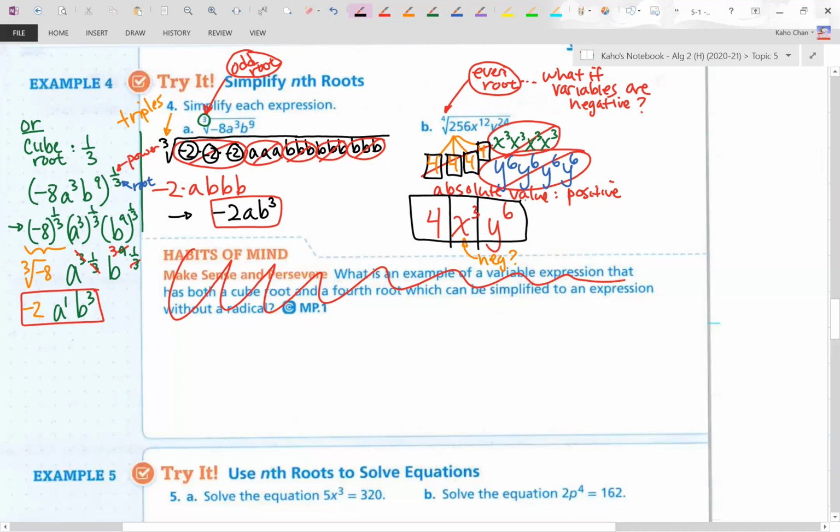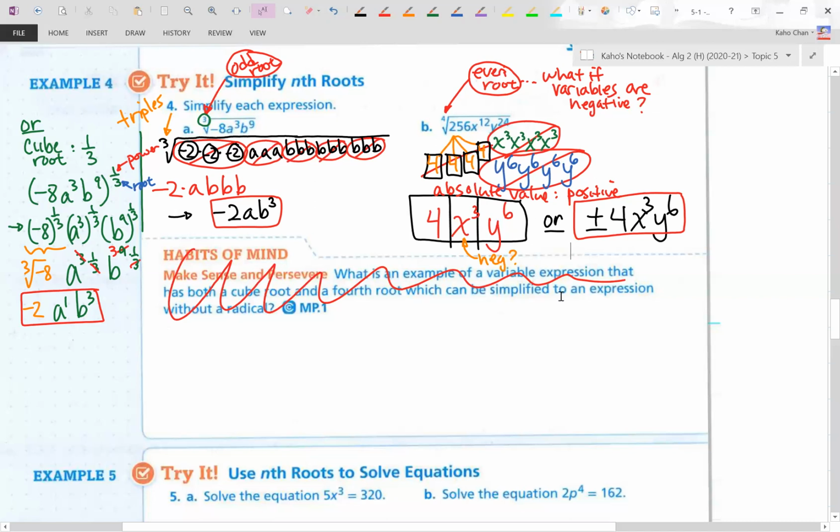traditionally. Okay? If you don't use absolute value, sometimes they'll let you get away with plus or minus 4 x to the 3rd y to the 6. That's telling the reader that you don't know if it's going to be positive or negative. So both of these are actually answers to even root problems. Woo, crazy.